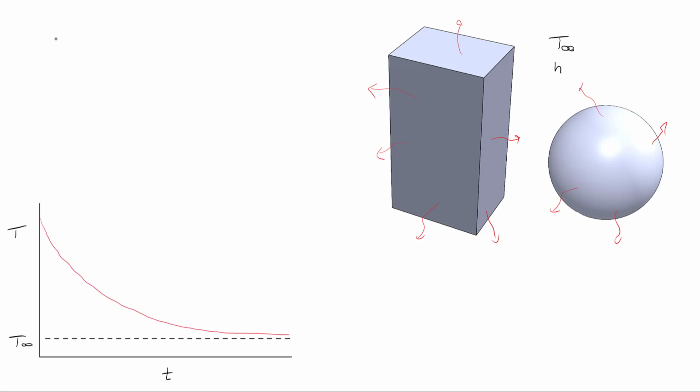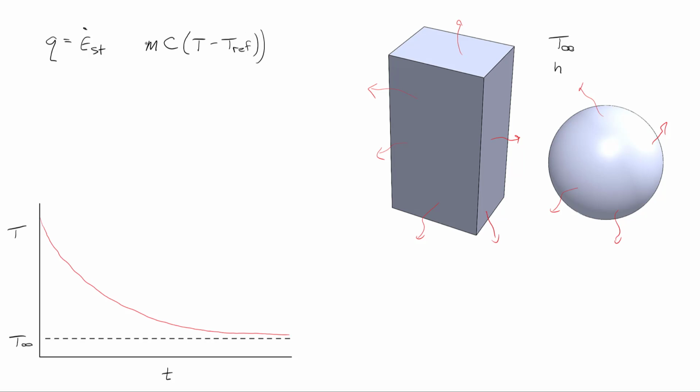So in formulating our expression, we're going to say that the rate at which heat is either being added or removed from the object is going to be equal to the rate at which the energy is being stored. The amount of energy stored in the object at any particular point in time is equal to the object's mass times its heat capacity times its temperature minus some arbitrary reference temperature.